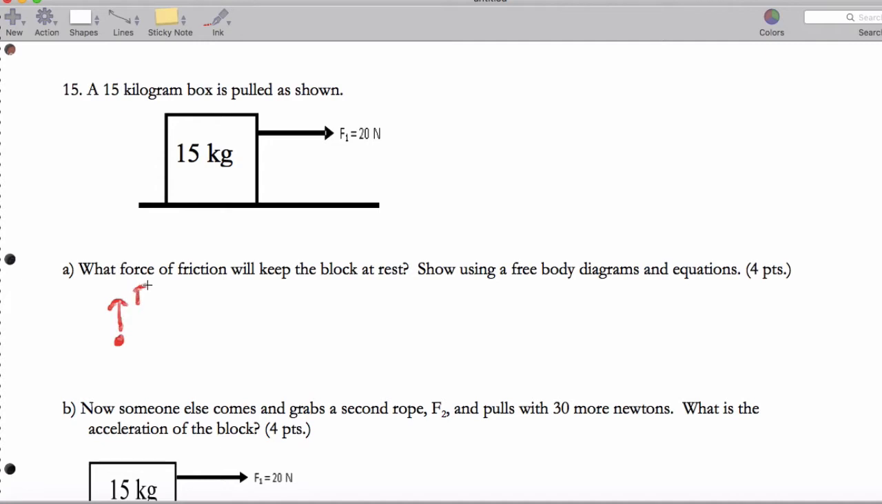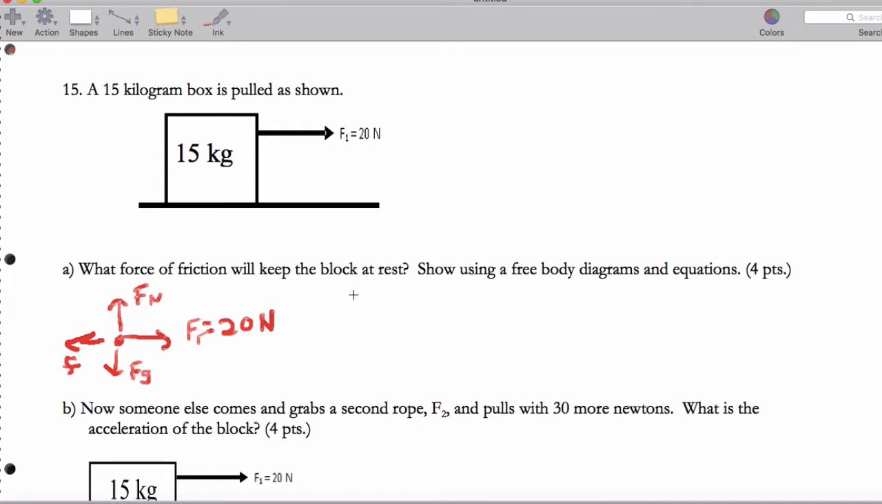So our free body diagram, we've got a normal force. We've got the weight pointing down, or the force of gravity, whatever you want to call it. Now we have this F1. I'm just going to call it F1, and I'm even going to label it 20 newtons. Now here's the thing. If I'm pushing to the right, I need a force to the left to balance.